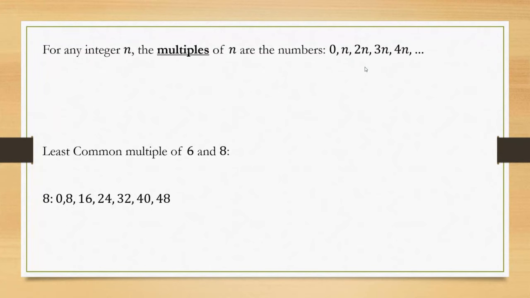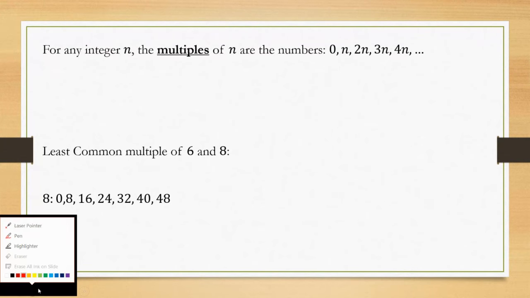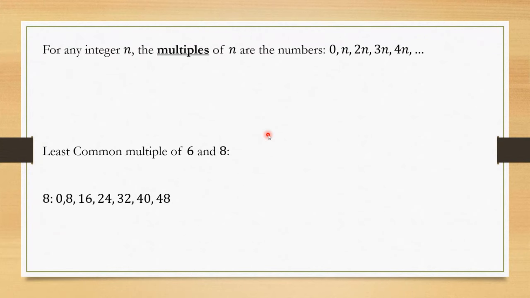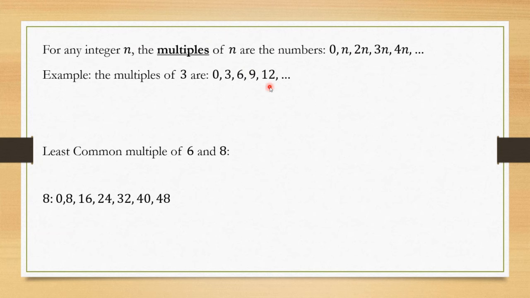But that's what the multiples of n are. So I just threw in an example here. For instance, if you look at the multiples of 3, you have 0, 3 times 1, which is 3, 3 times 2, which is 6, 3 times 3, which is 9, and so on and so forth.